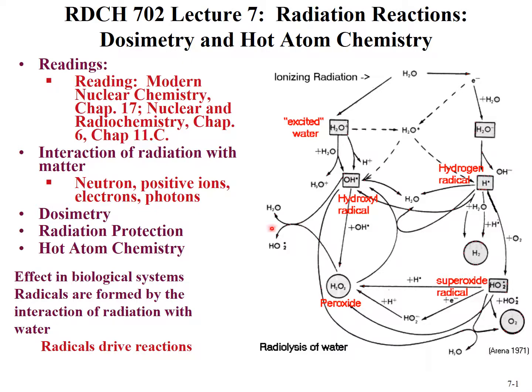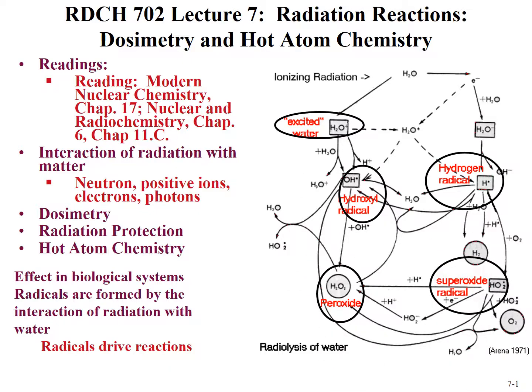Fundamentally, the effects in biological systems are all similar. Radicals are formed by the interaction of radiation with water. And here's an example of some of the radicals that can be formed. We have some ionizing radiation reacting with water. We can get excited water, hydrogen radical, hydroxyl radical, peroxides, or superoxide radicals. These radicals drive interactions and can develop into points where detrimental effects can be seen on biological systems. So it's really the interaction of radiation with the water, since the bulk of biological systems is water, that drives the formation of these radicals that's responsible for radiation damage.